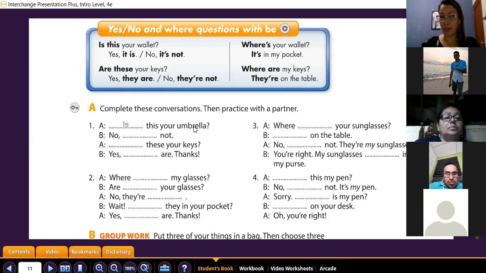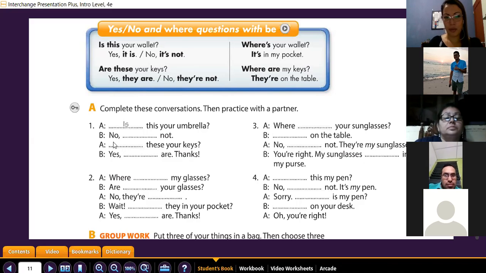Como está preguntando por la sombrilla, is this your umbrella? ¿Es esta tu sombrilla? Is this your umbrella? No, it's not. No, it's not.